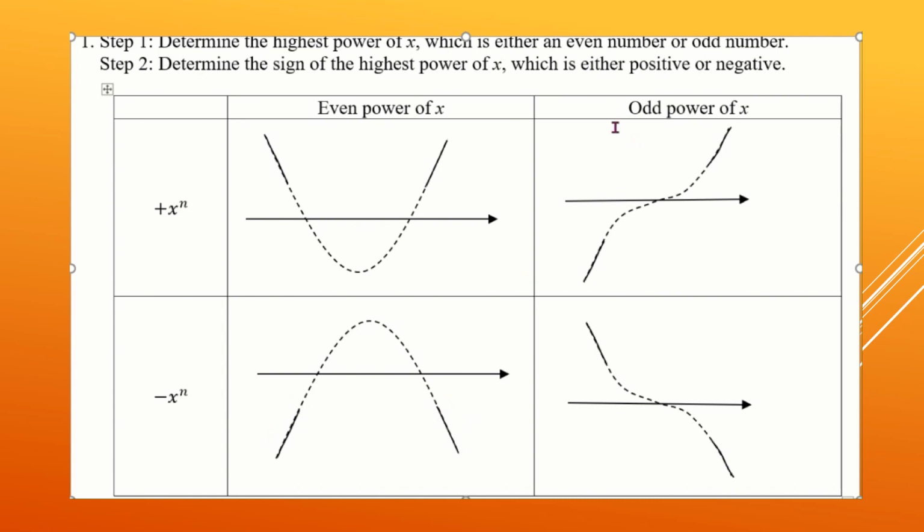If the highest power of the function is an odd number and it is positive, then basically the shape of the curve is an S shape going up from left to right. And if it is negative, basically the shape of the curve is an S shape going down from left to right.